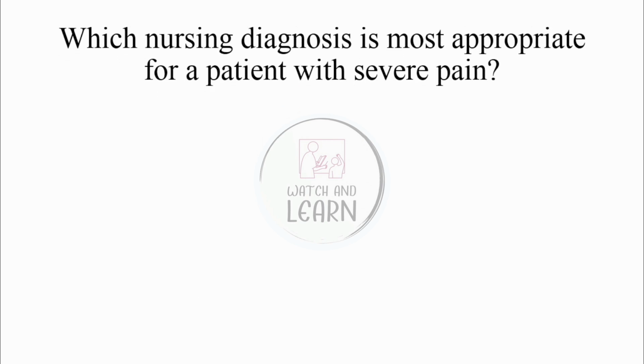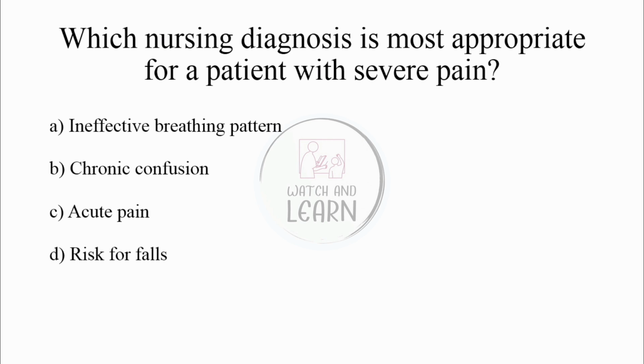Which nursing diagnosis is most appropriate for a patient with severe pain? Options are: option A, ineffective breathing pattern; option B, chronic confusion; option C, acute pain; option D, risk for falls. The right answer is answer C, acute pain.